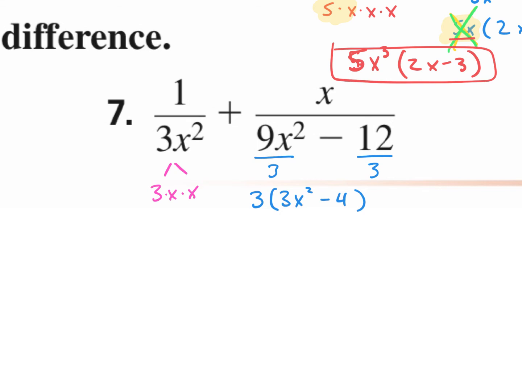So what do we have in common between 3 times x times x, and 3 times 3x squared minus 4? A 3. So the 3 overlaps, so we only need to include one of them. So our least common denominator would be 3x squared times 3x squared minus 4.